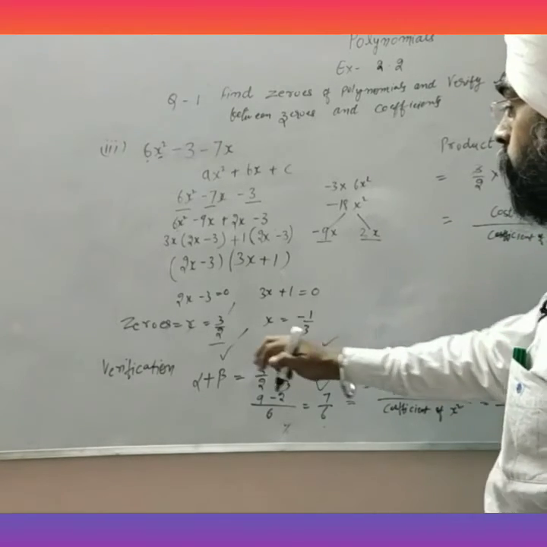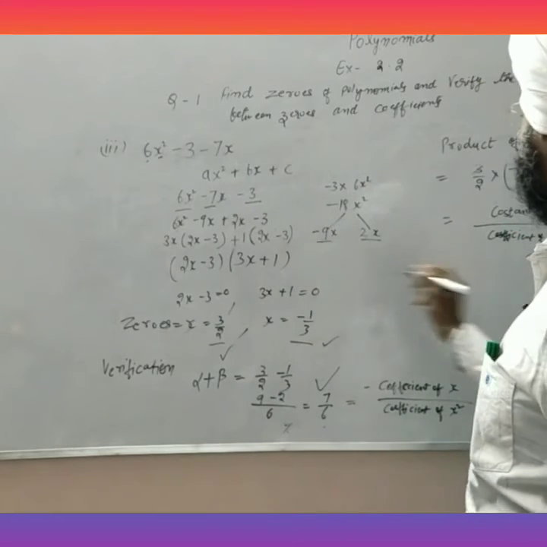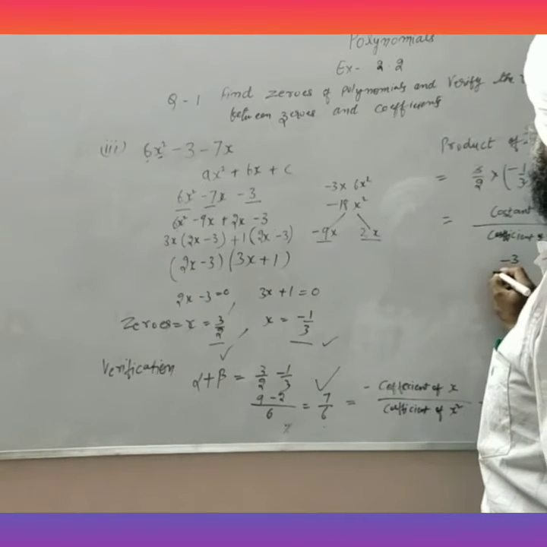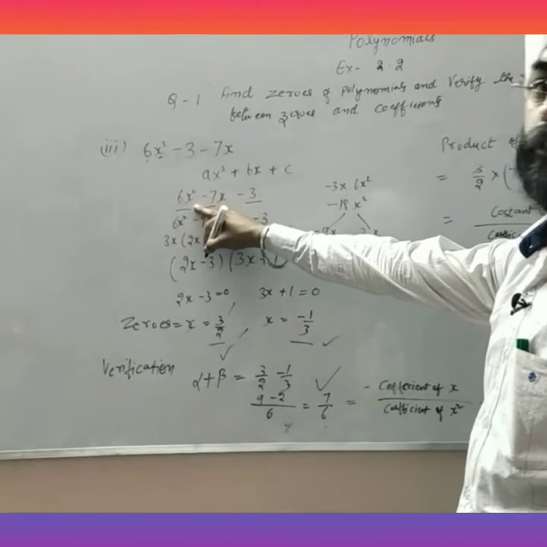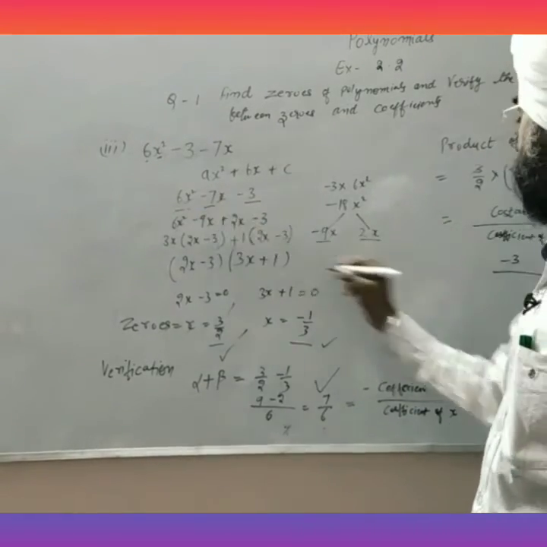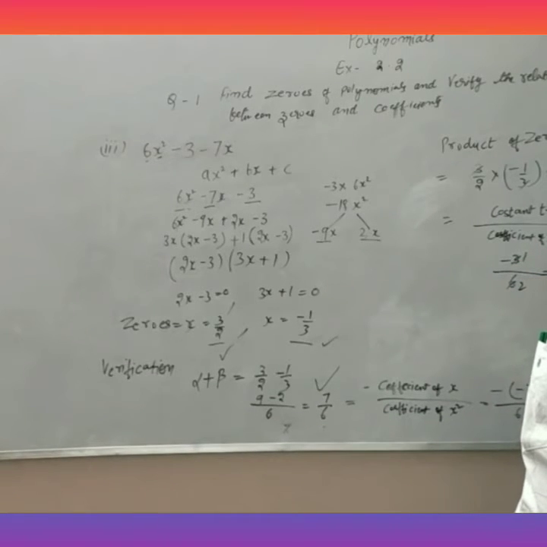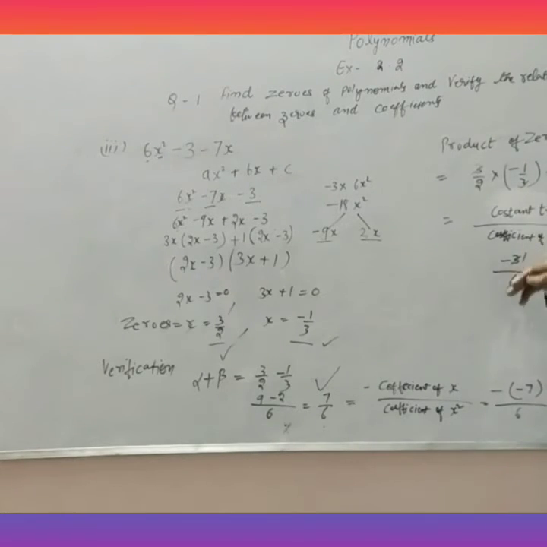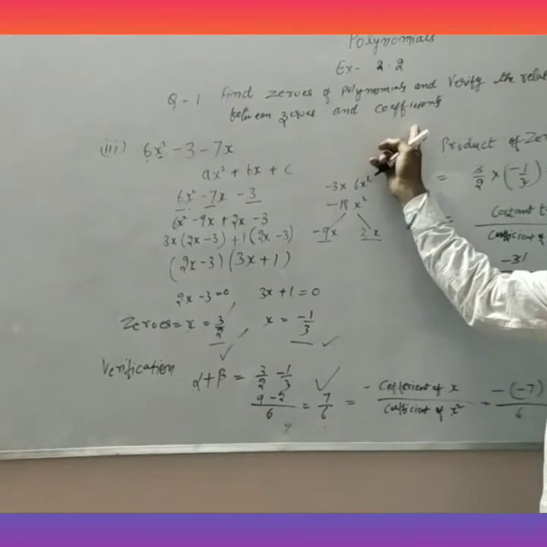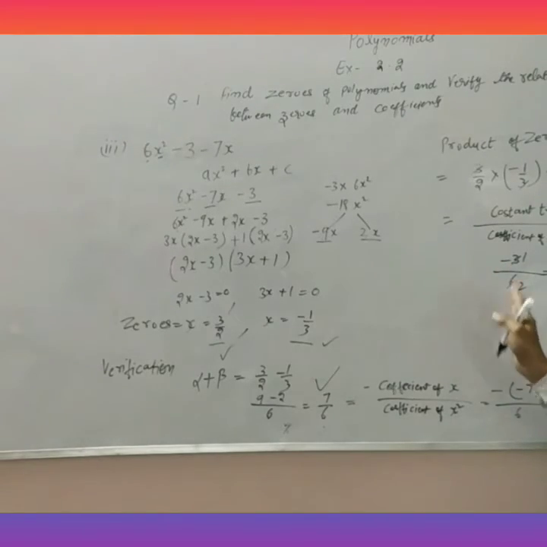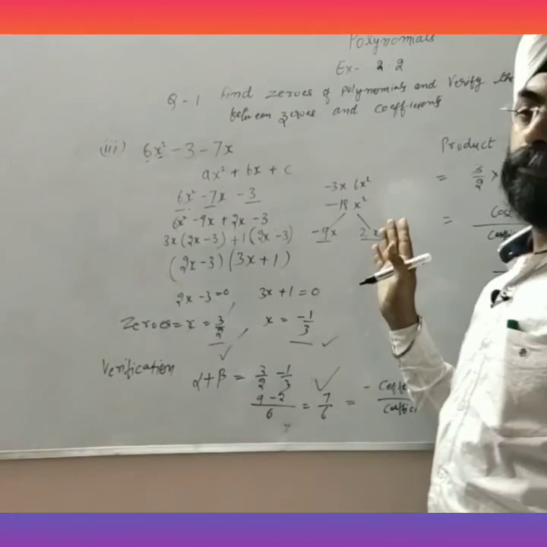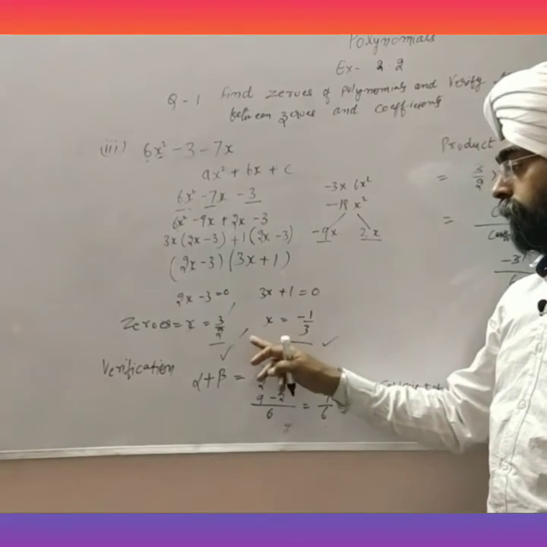What is constant term? Constant term is minus 3. Coefficient of x square is 6. Now by reducing, minus 1 by 2 and minus 1 by 2, they both are the same. The product of zeros, relation between zeros and coefficient is also verified here. It means our constant is correct with these zeros.